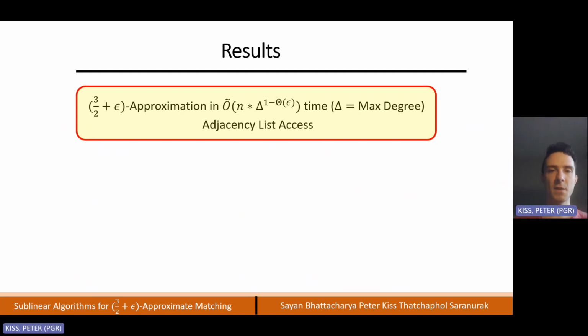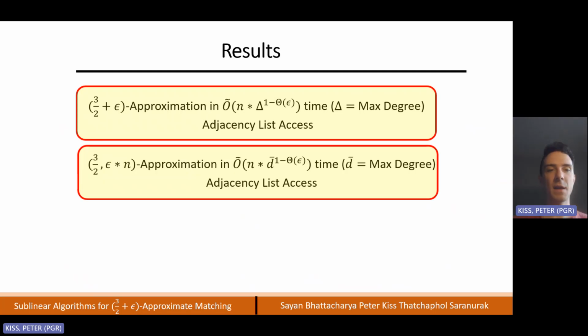If the graph is kind of uniform, so there aren't particularly large degree vertices lying around, we get a 3/2 plus epsilon approximation in n times average degree to the 1 minus function of epsilon time. So this is always sublinear for any graph, however it does have additive slack.